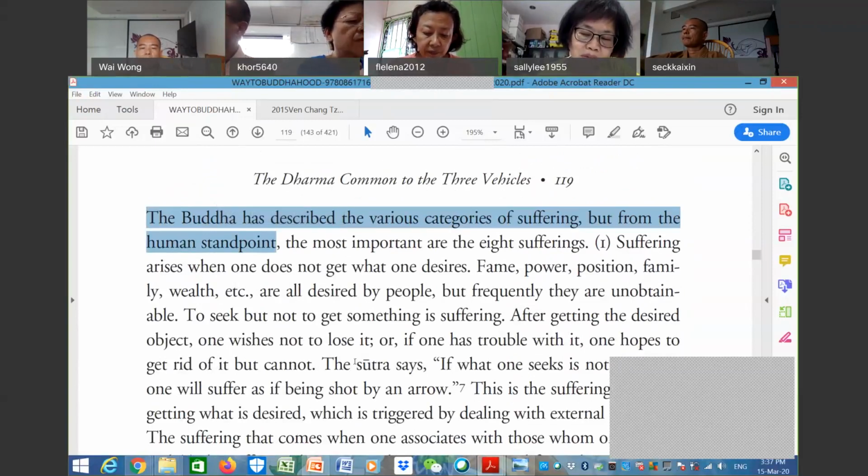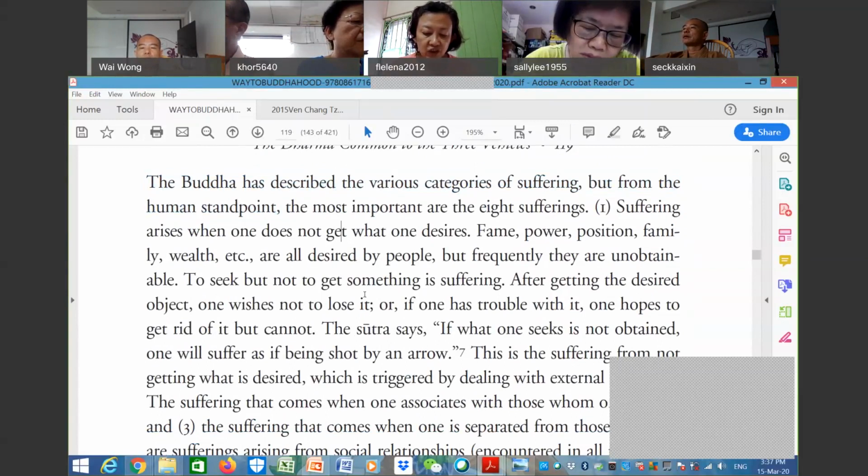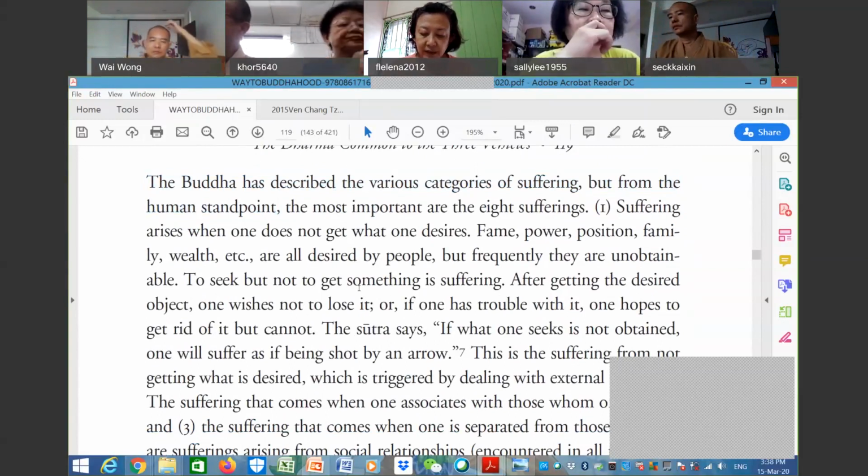The Buddha has described the various categories of suffering, but from the human standpoint, the most important are the 8 sufferings. Suffering arises when one does not get what one desires. Fame, power, position, family, wealth, etc. are all desired by people, but frequently they are unobtainable. To seek but not to get something is suffering.